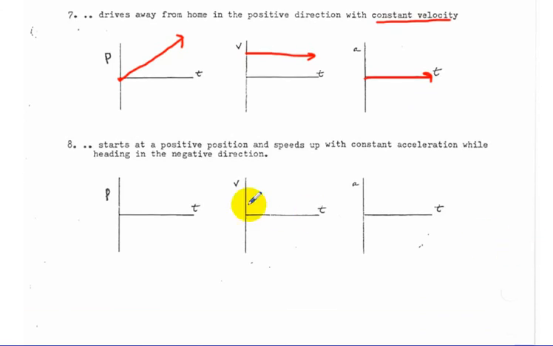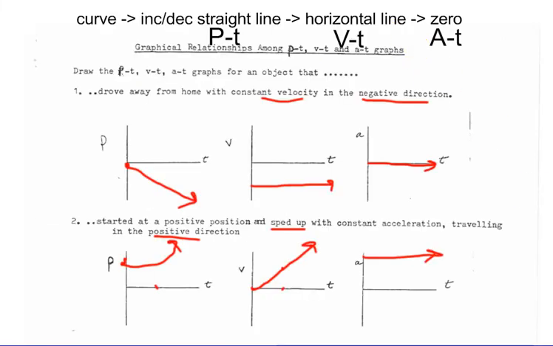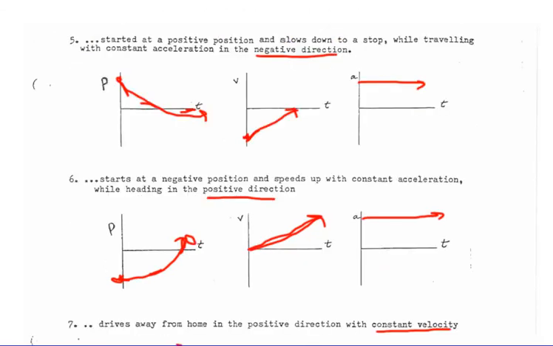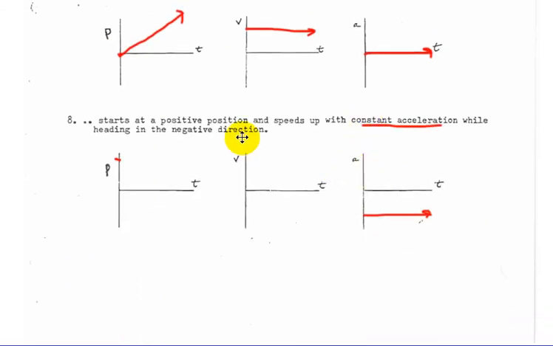Okay, last one. Starts in a positive position and speeds up with constant acceleration in the negative direction. So this is back to the case of I am accelerating. So that means my acceleration is there, my PT is going to be a curve, my VT is an increasing or decreasing straight line. So going back to here, speeding up. So that means this graph must have looked like this.